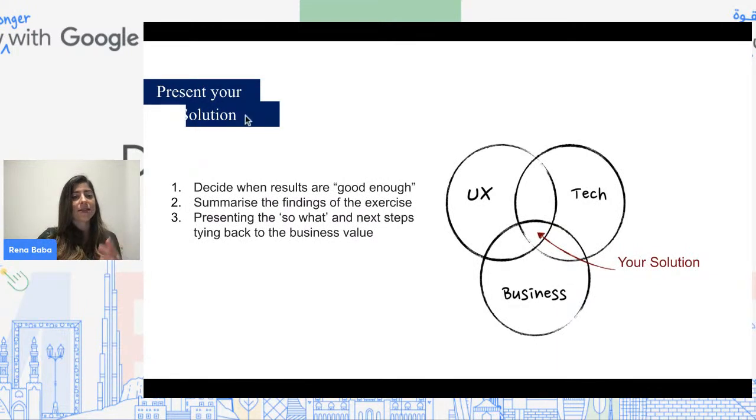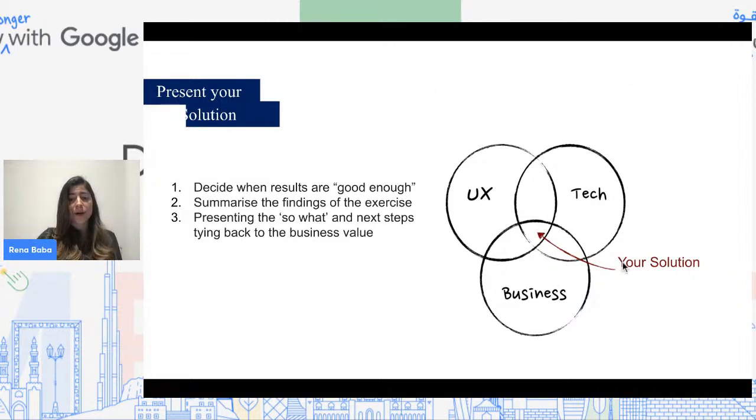And in this section, it's really important to tie things back to your business problem. Because when you're summarizing everything that you did, the important thing, as I mentioned, is the output of this work. So it's the so what and the next steps of what you're trying to do. So you're basically tying things back to the business value.